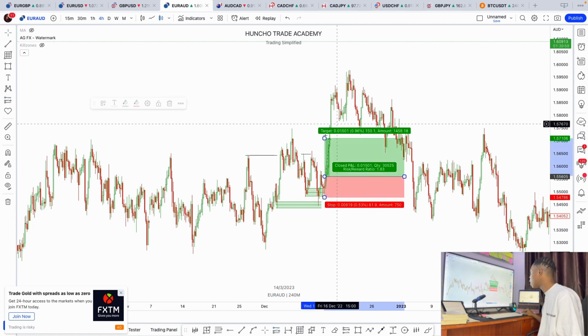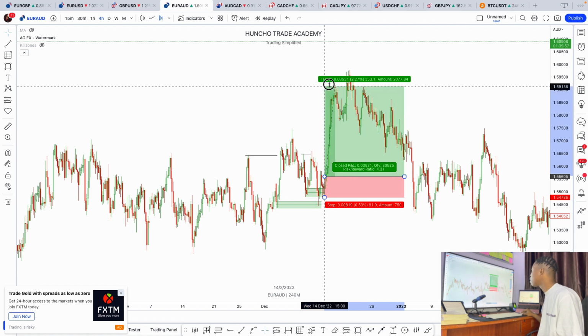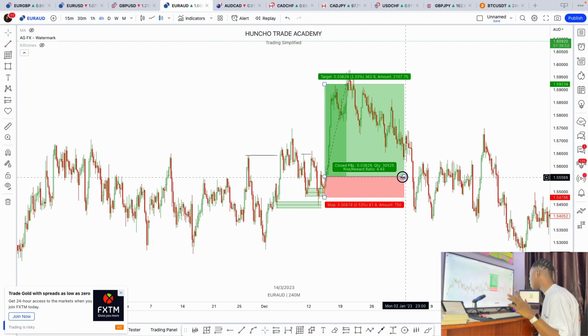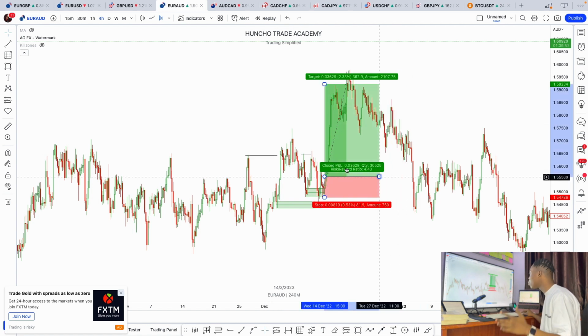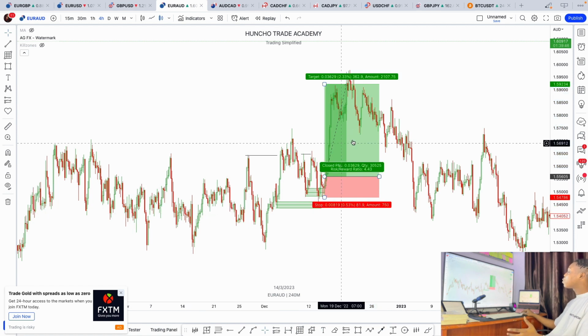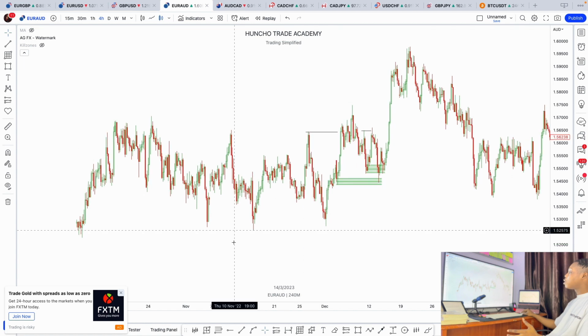Then my stop loss around there, target above, right? It is exactly what is happening in the market. It is liquidity. It is as a result of liquidity. So we have a lot of liquidity. You can see at this point as well, we have liquidity, right? At this point, we have liquidity.